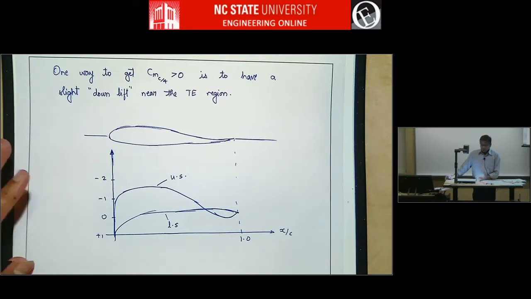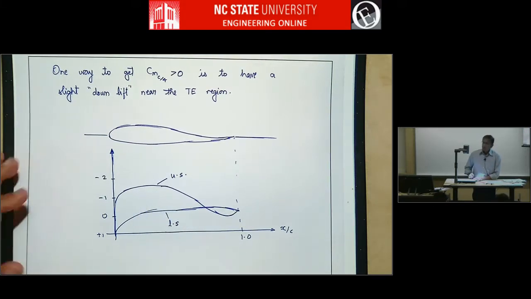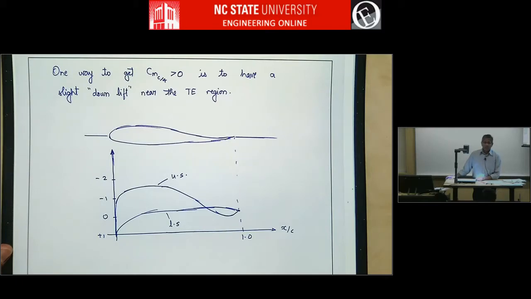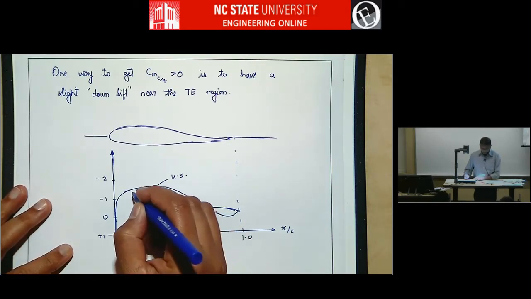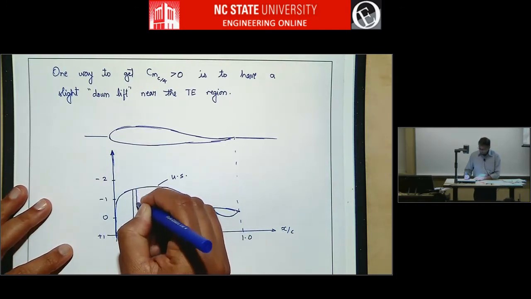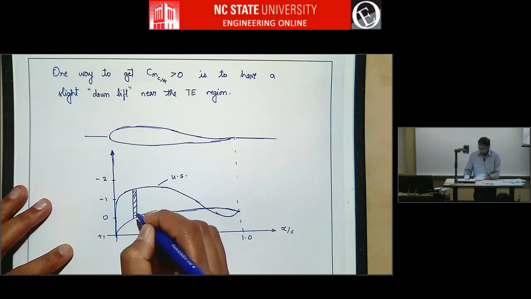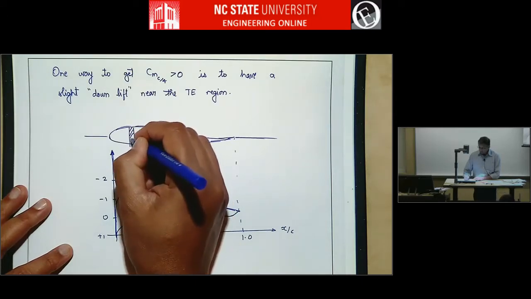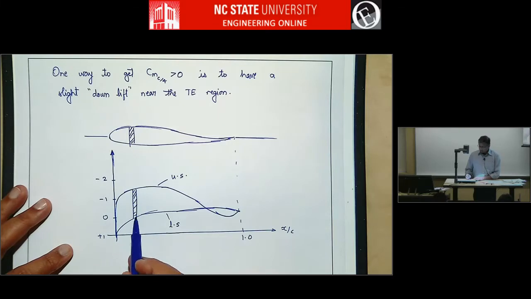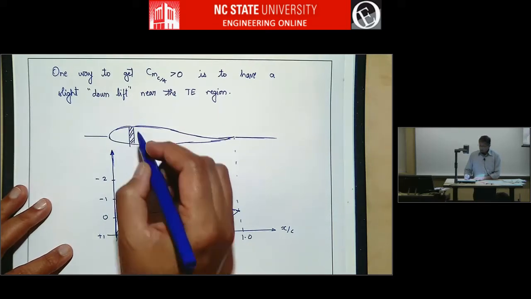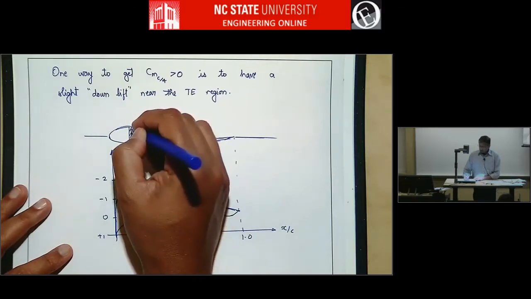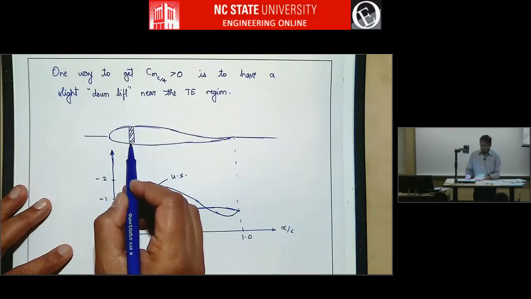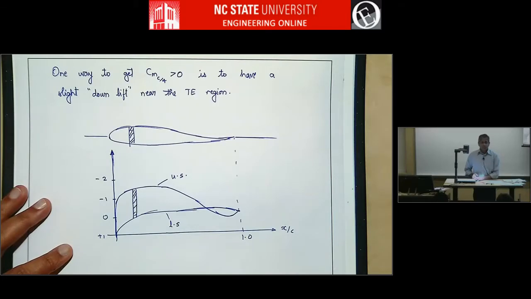So we talked about how the area between upper and lower surface is the lift, right? So if you take any portion along the chord, if you take a small piece of the airfoil, this difference in CP distribution between upper and lower is the amount of lift, the area. This area is what determines the local lift over this piece of the airfoil.